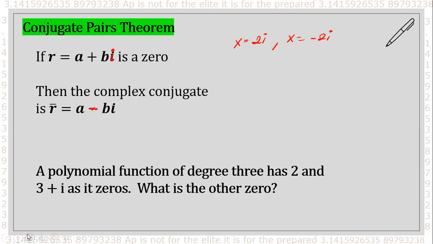Something I want you to know is that the a does not change sign. Notice how it stays positive, stays positive. So the b, on the other hand, did change from positive to negative or negative to positive.